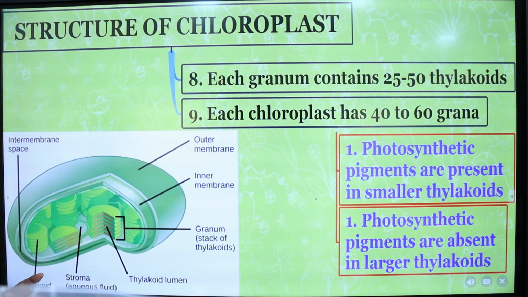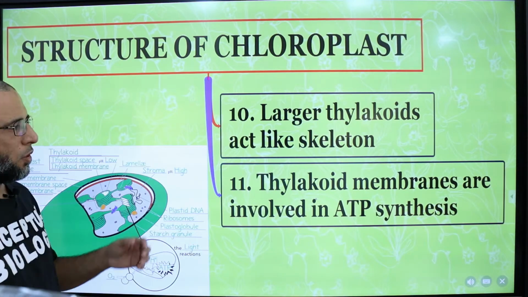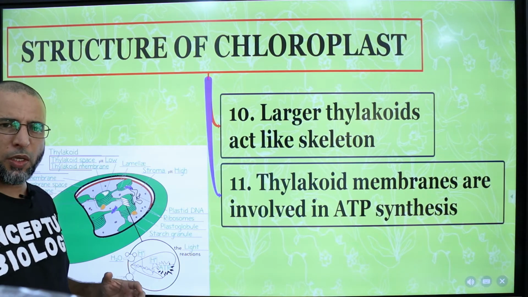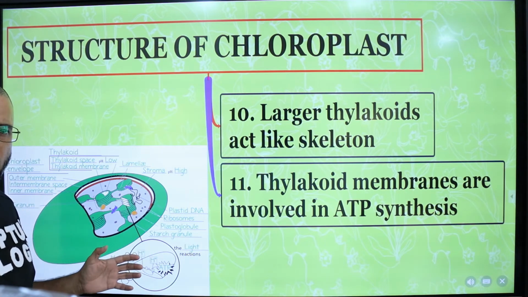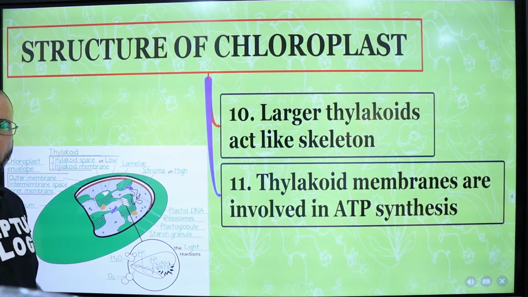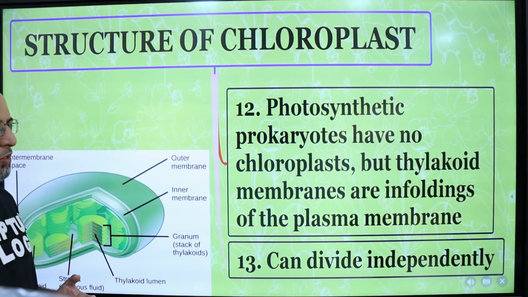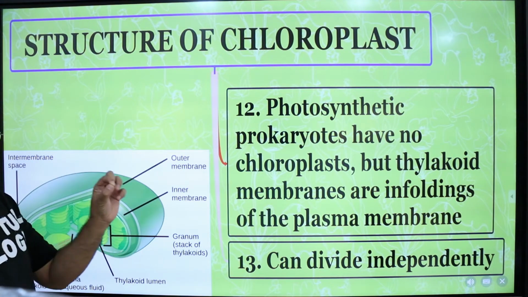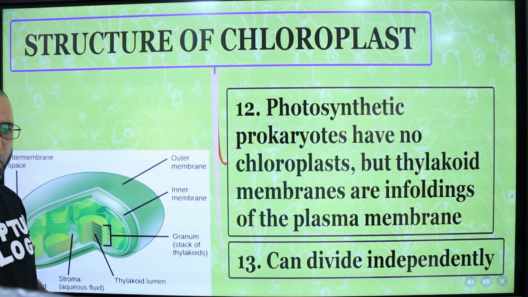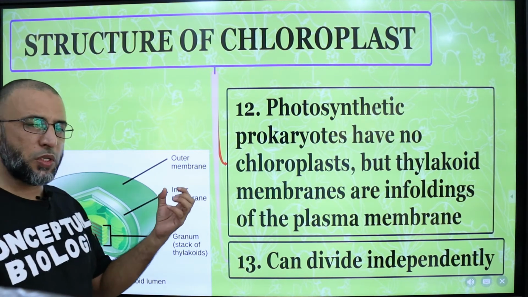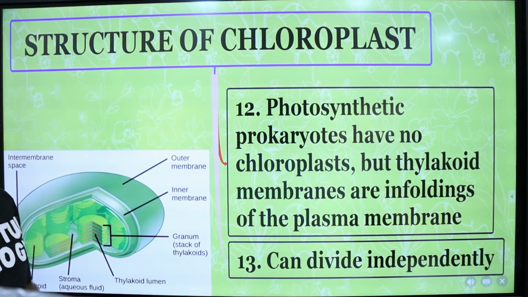Photosynthetic pigments which are present in smaller thylakoids are involved in the process of light reaction, but photosynthetic pigments are absent in larger thylakoids. Larger thylakoids act like a skeleton, keeping all the sacs at a safe distance from each other and maximizing efficiency of the organelle. Thylakoid membranes are also involved in ATP synthesis. Photosynthetic prokaryotes do not have chloroplast, but they have thylakoid membrane, which is the infolding of plasma membrane. And chloroplast, because it has its own DNA, can divide independently.